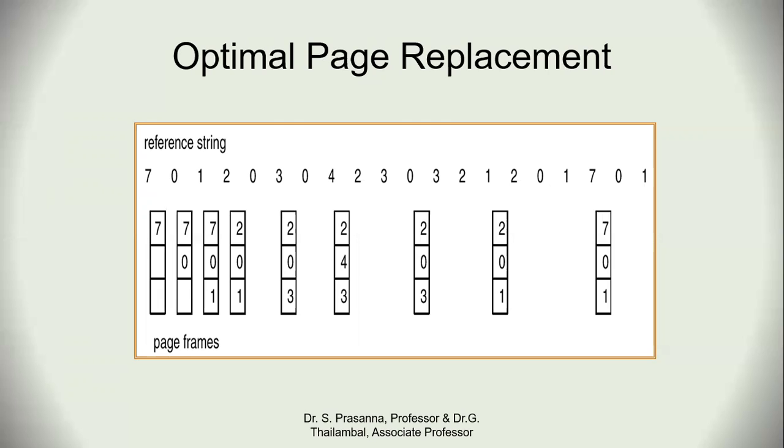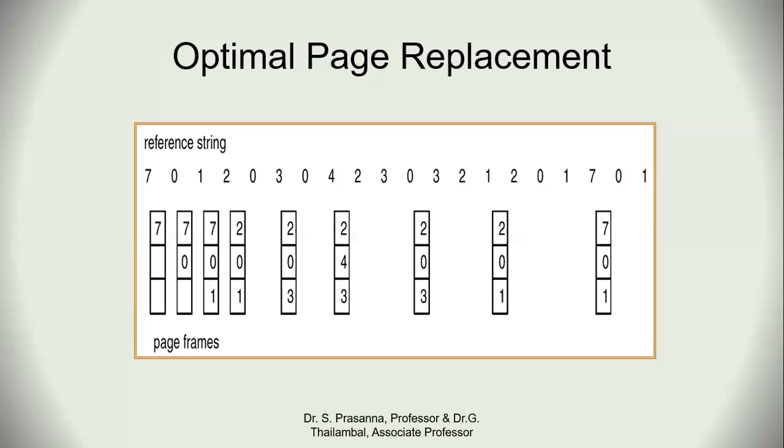So when you go for 4, what is the longest period of time in 2, 0, 3, which is not referenced? So you can say that 0 is not referenced for the longest period of time. So therefore 0 will be taken out, and 4 is replaced accordingly in 0. So similarly, when all the reference strings have been placed in frames, you can see the number of page faults: 1, 2, 3, 4, 5, 6, 7, 8, 9. So totally 9 page faults are available for the corresponding reference string.